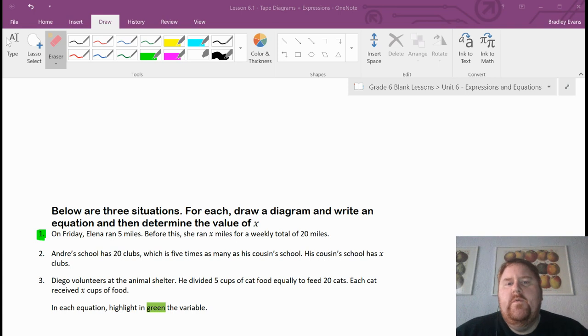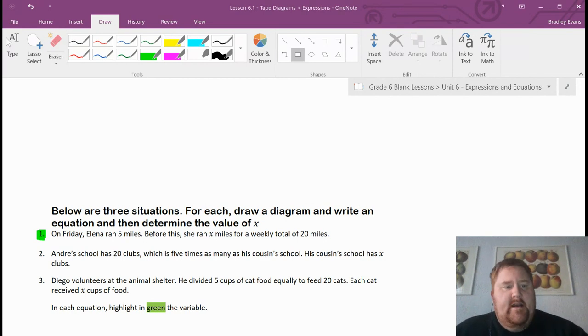Okay, so before you watch this video, make sure you have completed your Desmos activity, because this video is going to show you how we solve those Desmos activities, especially the one about the three situations, and what your diagram should look like and how to find and write the equation. So let's take a look at the first one.